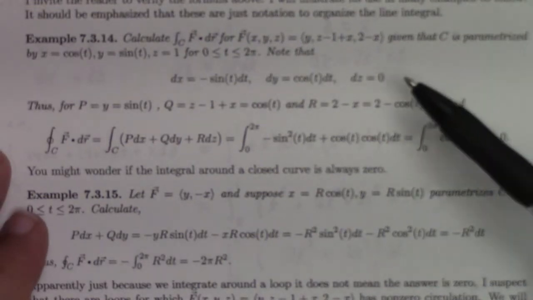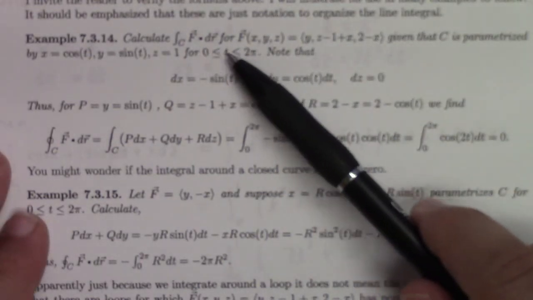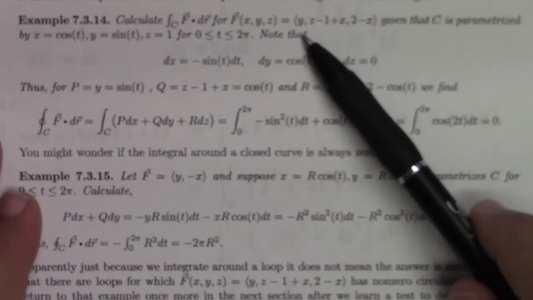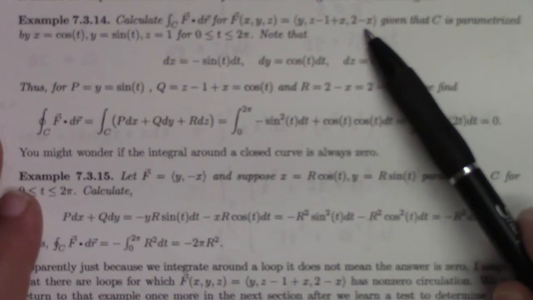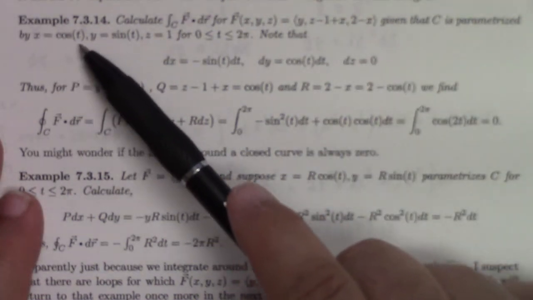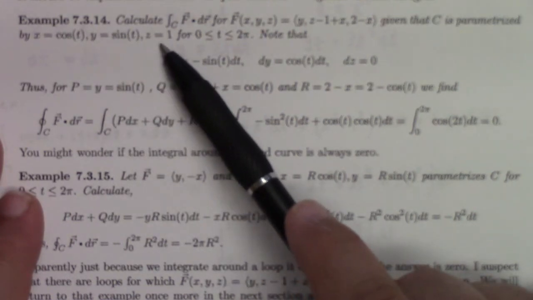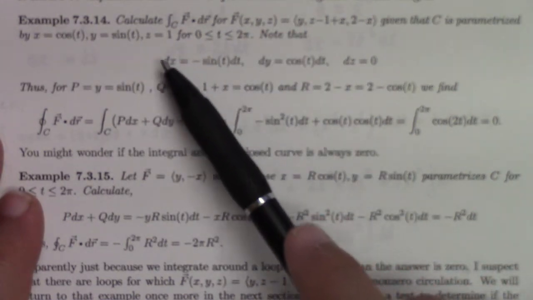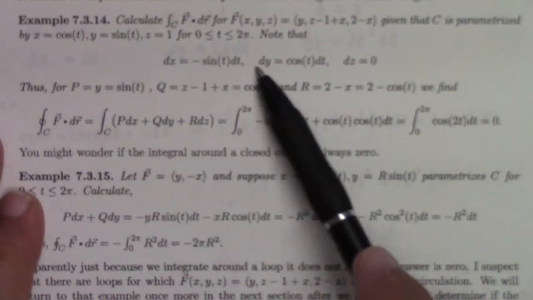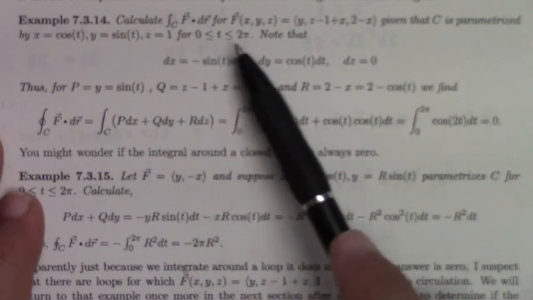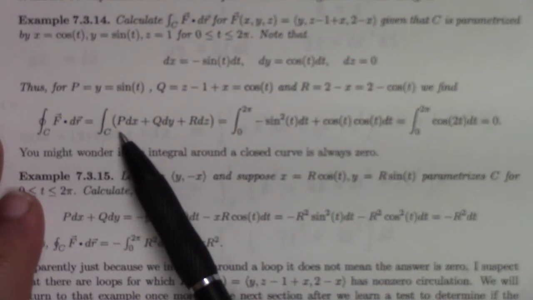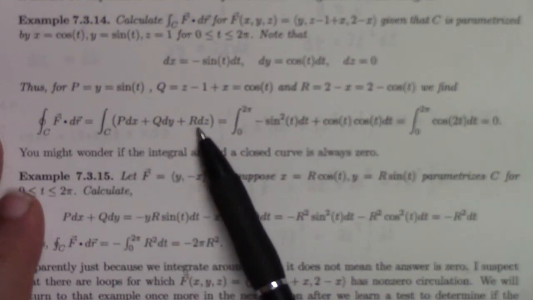Here's an example, the integral of f dot dr of y comma z minus 1 comma 2 minus x, and I give a parameterization for the curve by x is cosine t, y is sine t, z is equal to 1. So in this context, dx is just minus sine t dt, dy is cosine t dt, and dz, well, z is constant, so dz is 0. So when I'm integrating f dot dr, that's the same as integrating p dx plus q dy plus r dz.